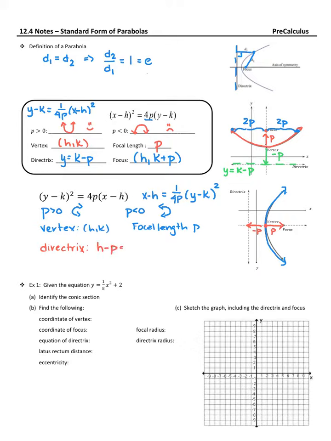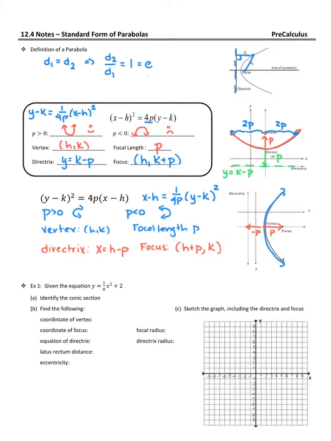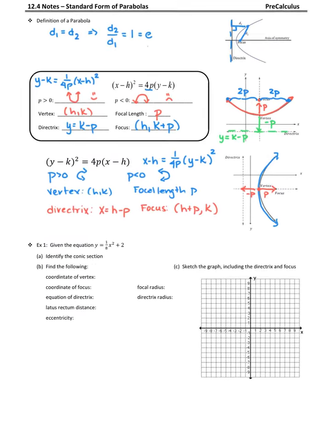Sorry, I should really write that. It is the equation of a line. So it's going to be x equals h minus p. And the actual coordinate for your focus is now going to be (h plus p, k). And obviously if p is negative, then everything reverses. But that's sort of your default.